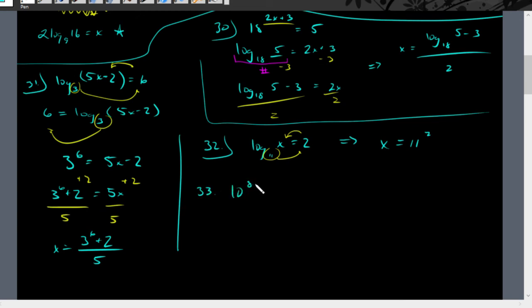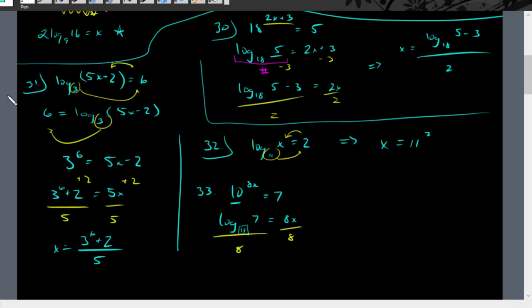33. 10 to the 8x equals 7. So here, the variable is in the exponent. That's a problem, so you need to make a log. The base of the log is the base of your exponent, which is 10. And then the answer goes here, and it equals 8x. So now, the one step you need to do to solve for x is, that's right, divide by 7. Good job, kids. 7. No, 8.